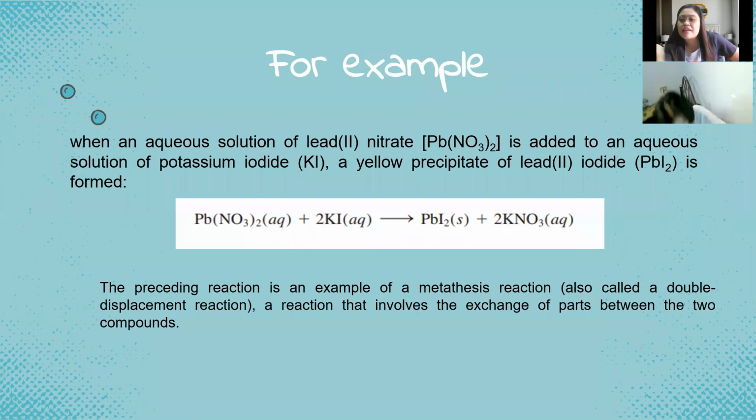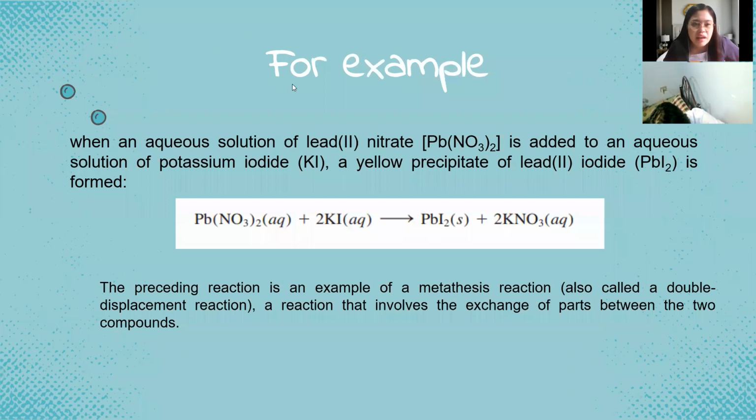So again, this is an example of a precipitation reaction. Liquid plus liquid, but the product has a solid. So the solid becomes insoluble in our liquid part. Now, if you have observed, this type of reaction is an example of a metathesis reaction. Other name for metathesis is double replacement or double displacement reaction.